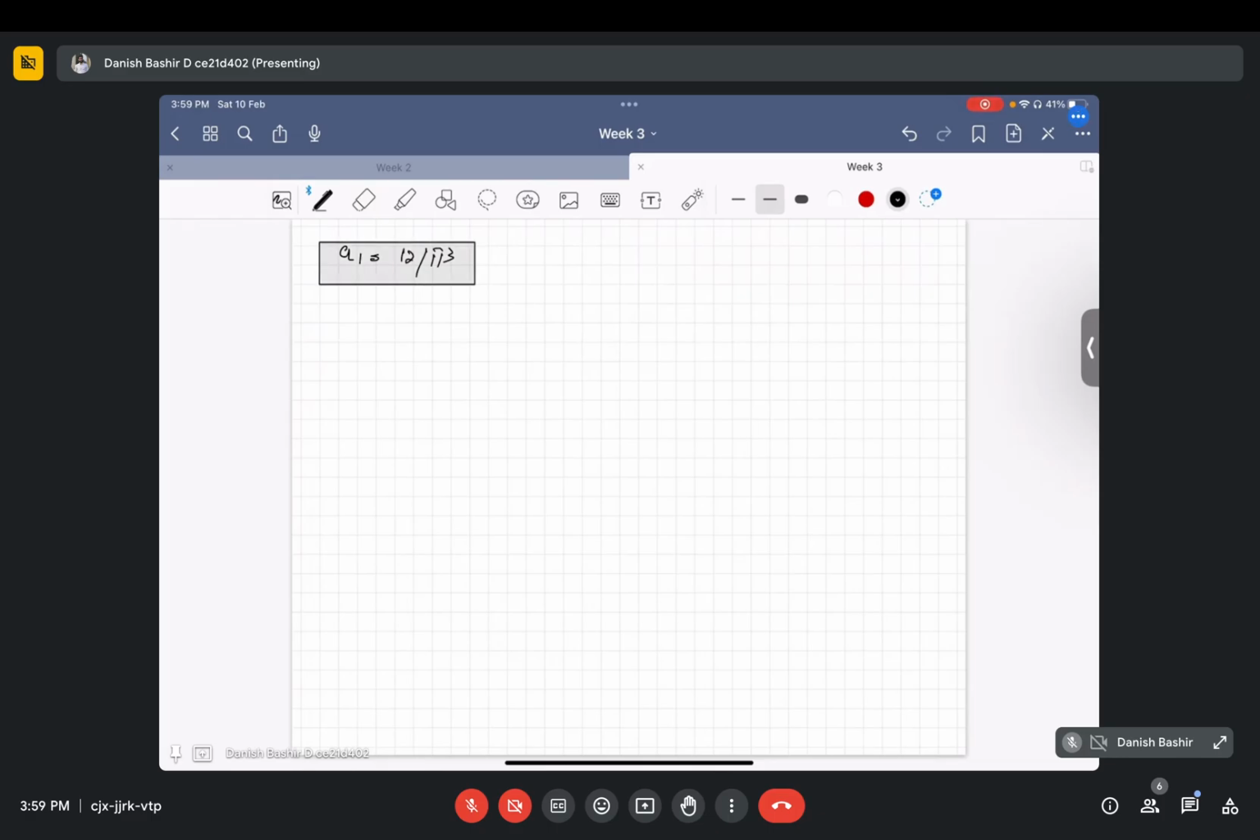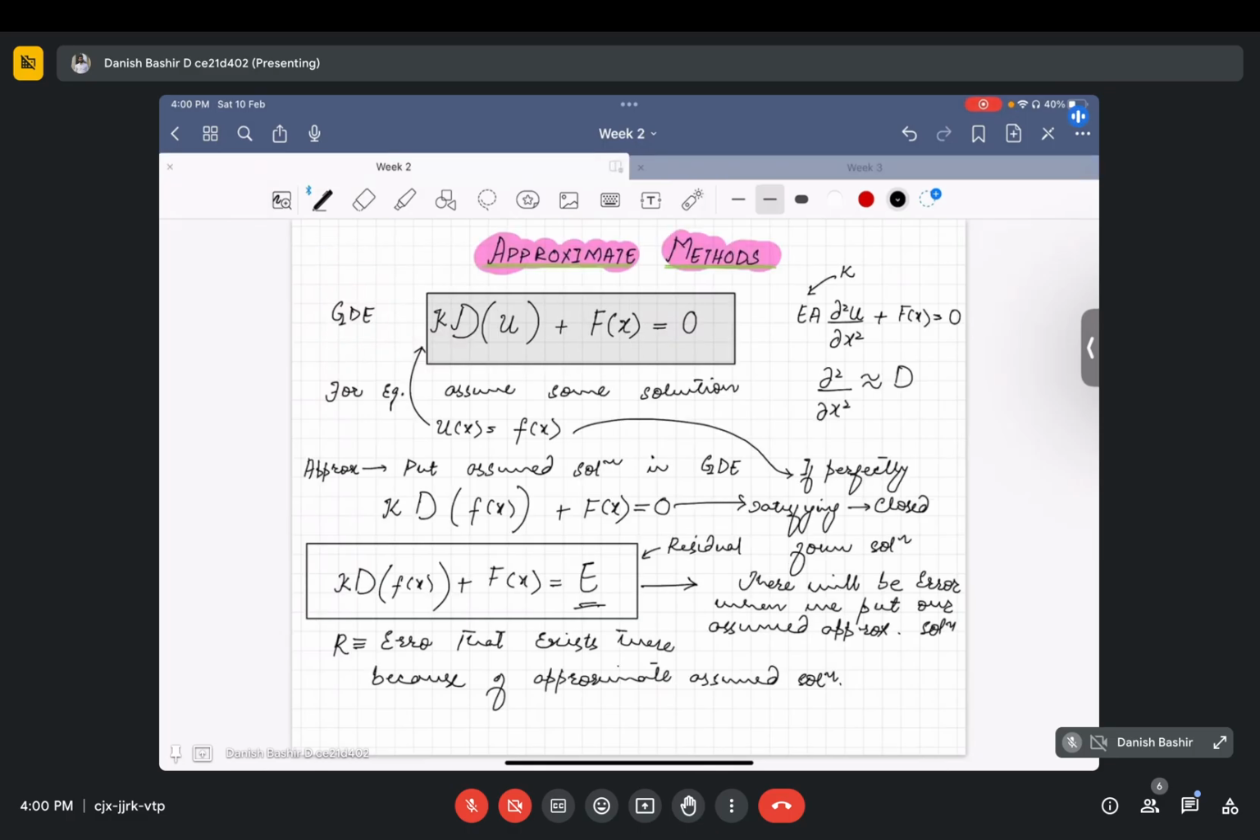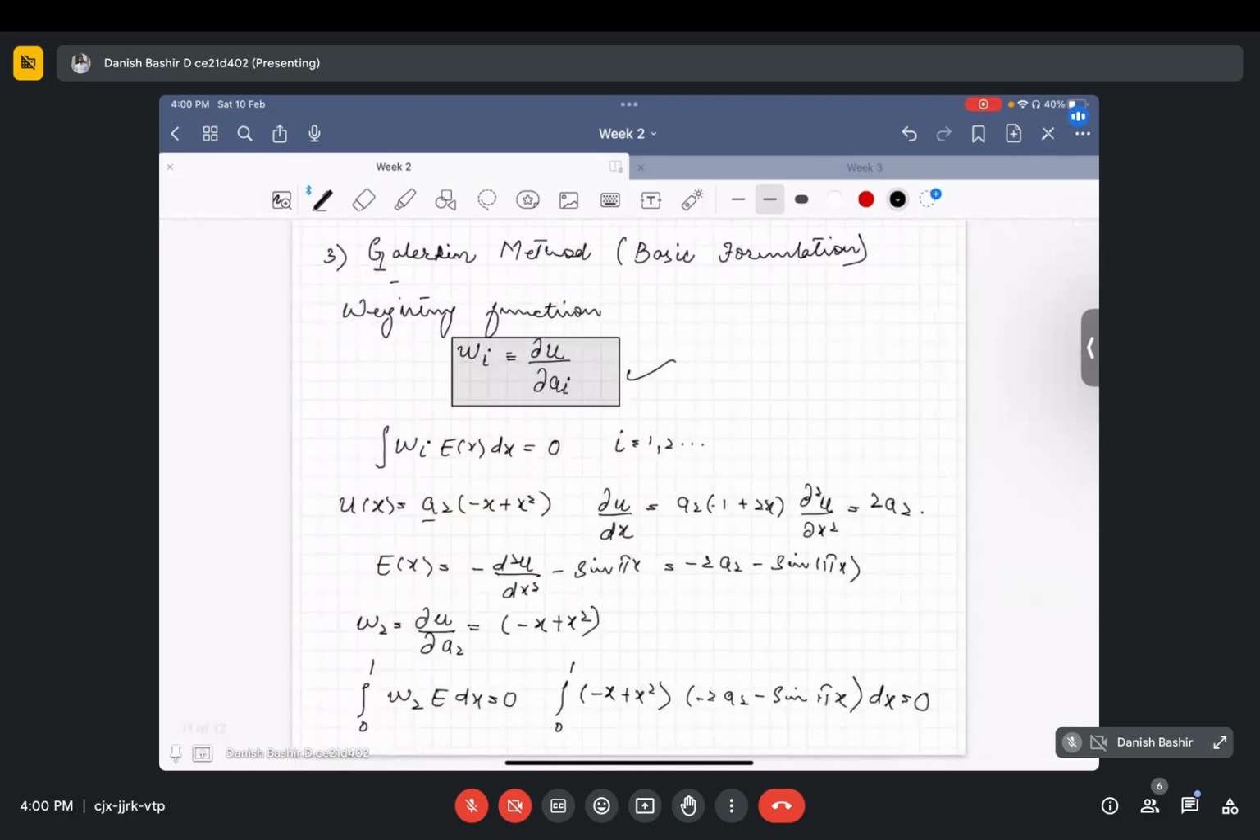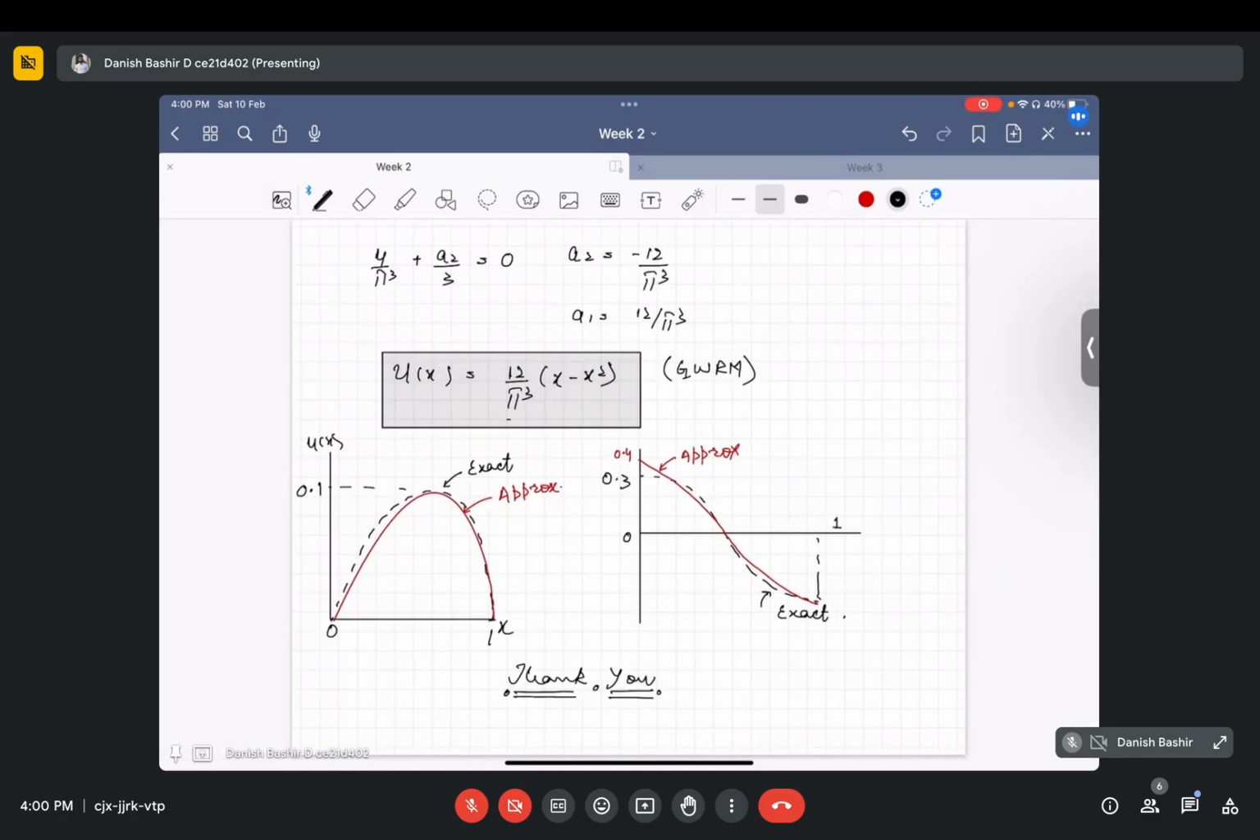A1 is this, A2 is this, and A naught is equal to 0. So our approximate solution to our differential equation is u of x equals 12 by pi cube times x minus x square. This is the approximate solution using the Rayleigh-Ritz method. If you remember, in the last class, week 2, we solved it with the Galerkin method and got the same solution, 12 by pi cube x minus x square. We are getting the same solution here.